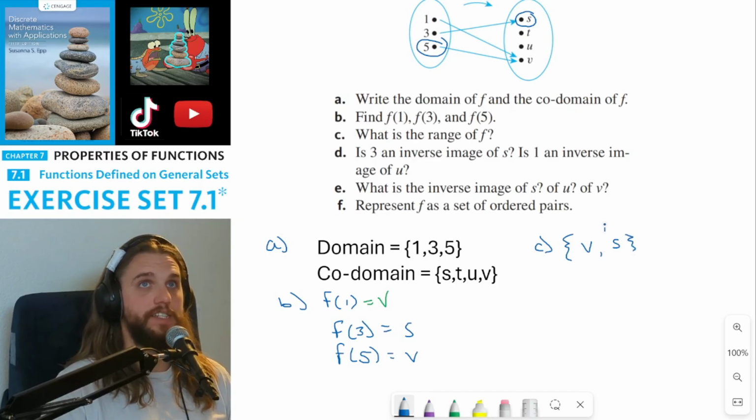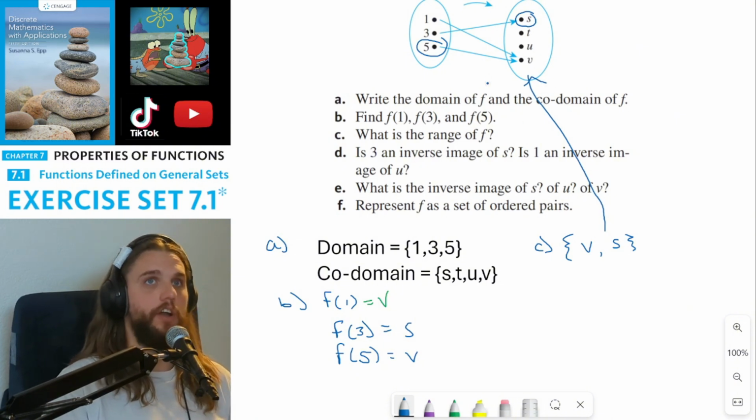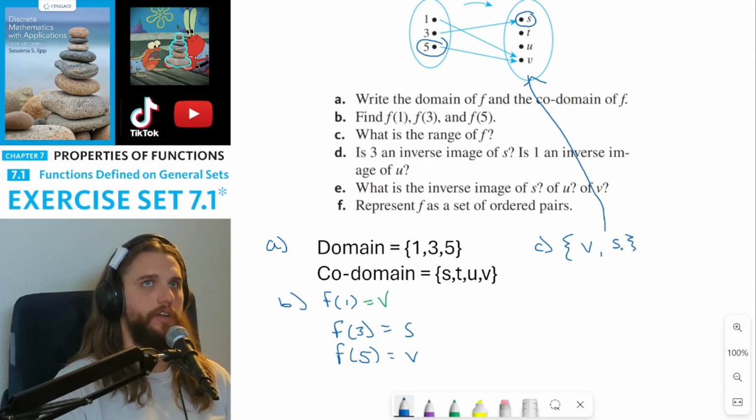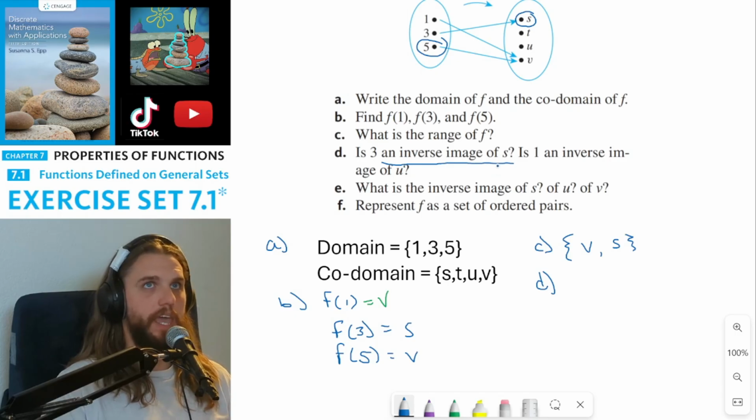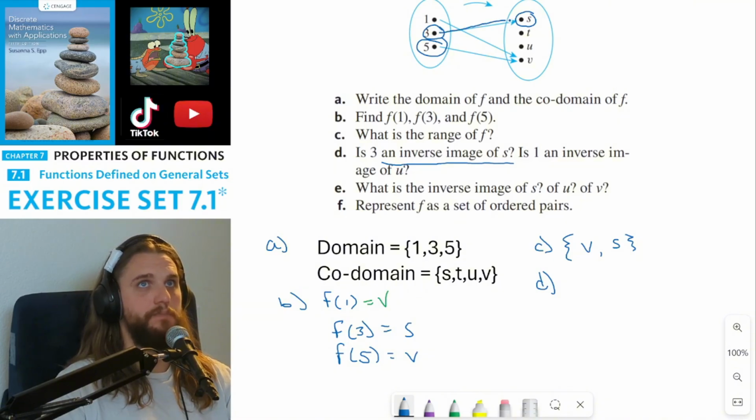And notice that it's different from the codomain. There are elements in the codomain that are not actually outputs of the function. That'll be important to understand for later on. Part D, is 3 an inverse image of S? So an inverse image of S is simply an input that is mapped to S. And if we look at 3, we can notice that 3 is mapped, meaning that there's an arrow from 3 to the letter S. And so the answer to the first question is yes.